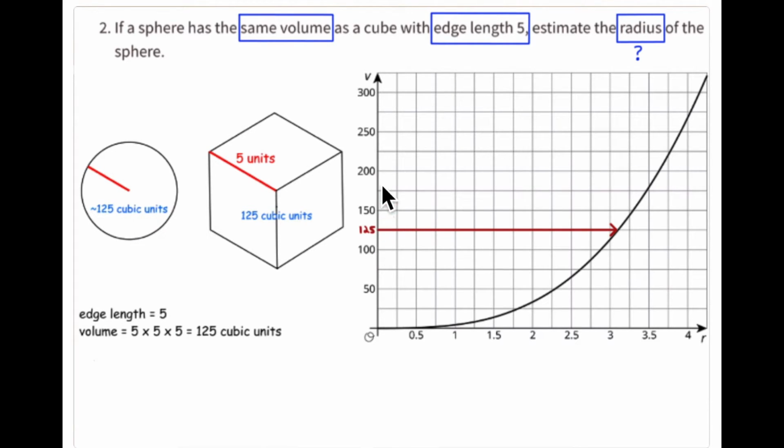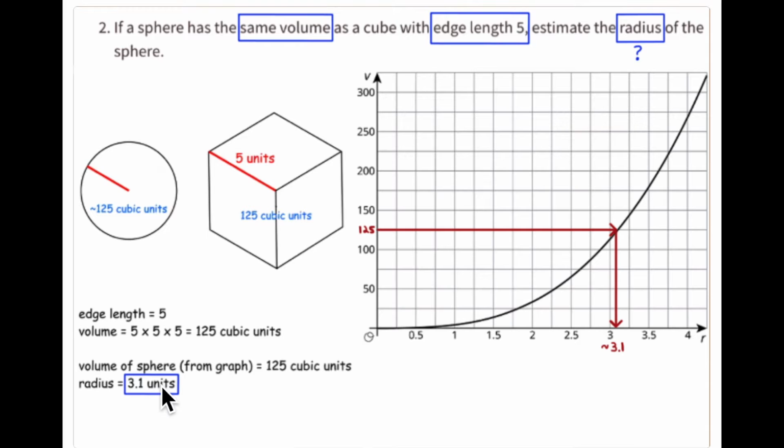So you just go over to the graph. The y-axis now is 125 cubic units for the volume. And now we read backwards. We start with the y-axis, read over to the graph and then read down, and that's going to tell us what the radius of that sphere is. So the radius of the sphere is approximately 3 1/10 units.